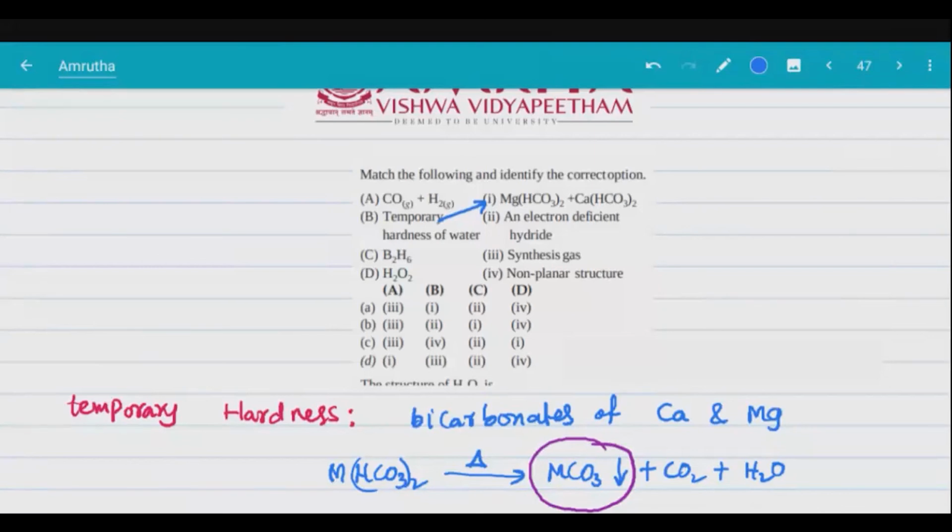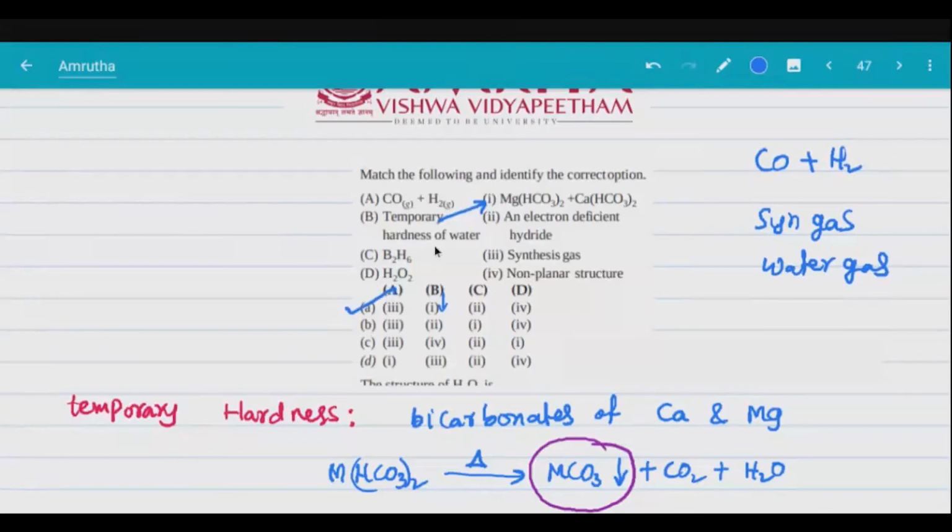Listen carefully. So temporary hardness is because of bicarbonates. B is 1. There is only one option, it is matching with this, right? And CO plus H2 is called water gas, synthesis gas, syn gas. It is a very good fuel. Carbon monoxide plus H2. Okay. So A is 3. So first option is correct, no? C is 2.